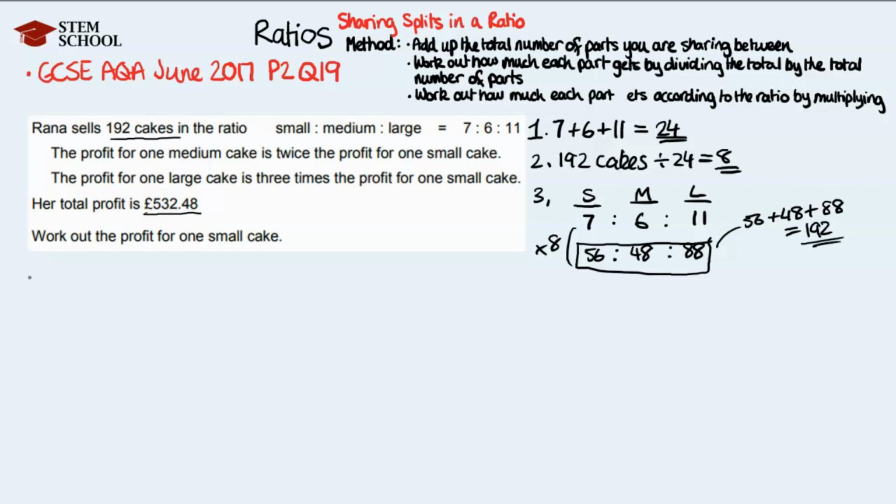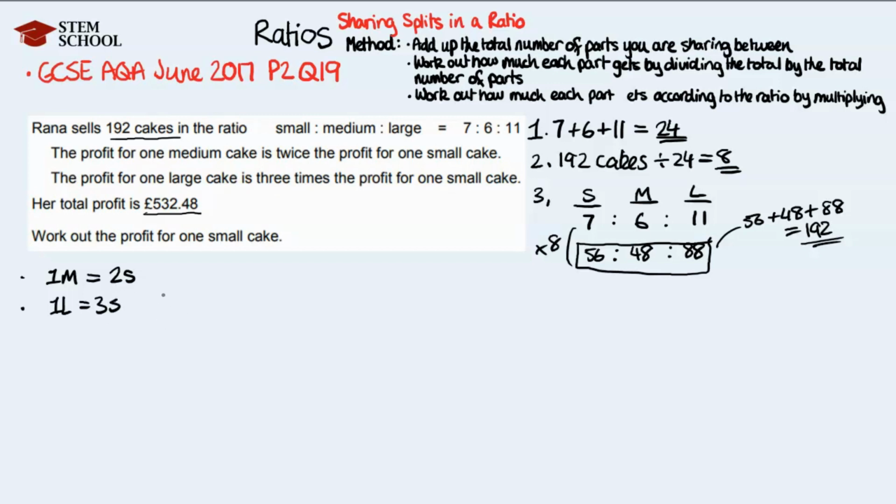Okay, so let's move on to the second ratio, which is a profit ratio. So what you can see is we have two statements here, and this is a clue that tells us that we can make different relationships with an expression containing the small cake variable, because the small cake variable is mentioned in both statements. We're going to write two different equations down. So the first equation that we're going to write is about one medium cake being twice the profit of one small cake. So 1m is equal to 2s. Okay, then we'll move on to the second statement. The profit of one large cake is equal to 3 times the profit of one small cake.